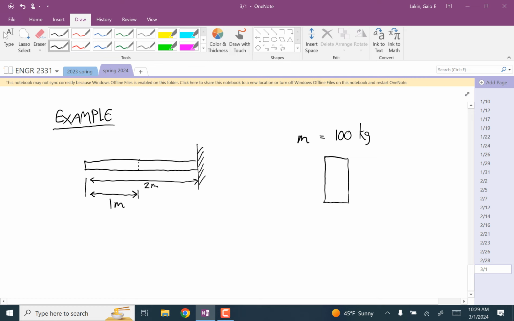And if this is the cross section, we have a height of 10 centimeters. And the neutral axis goes through the centroid, so it's right there. And we're going to calculate the stresses along that line. That's right at the midpoint here. So this is 0.025 meters.